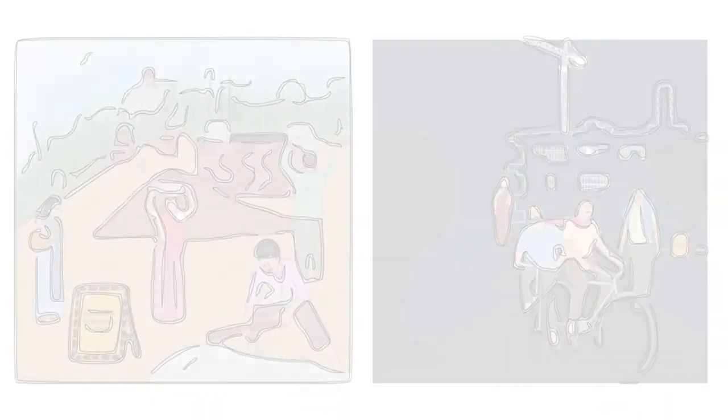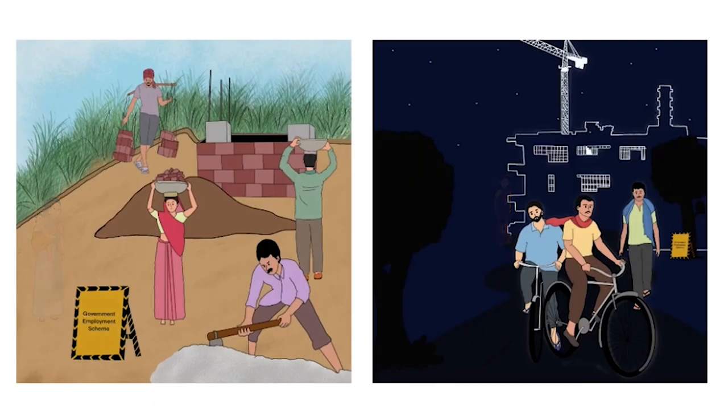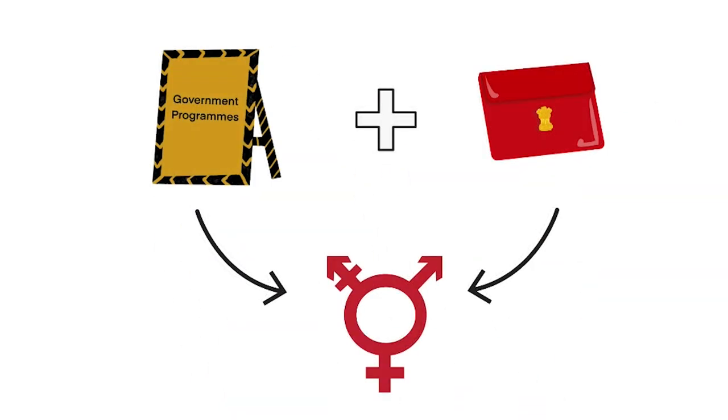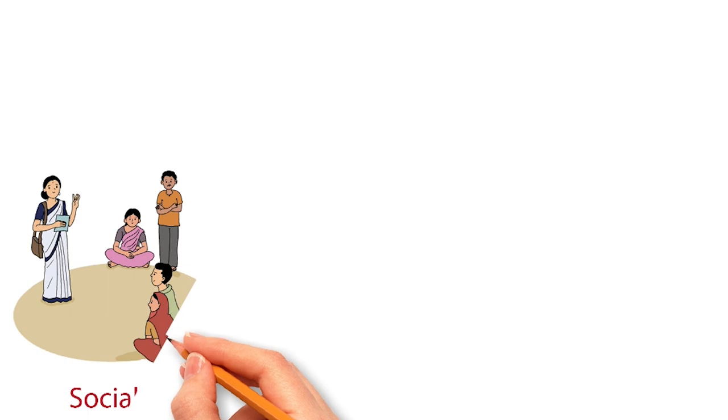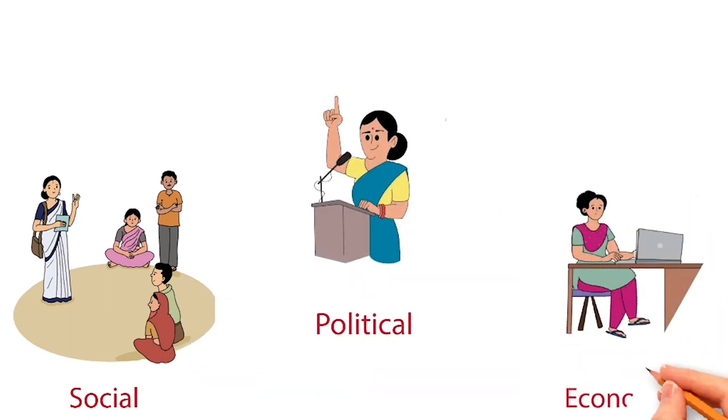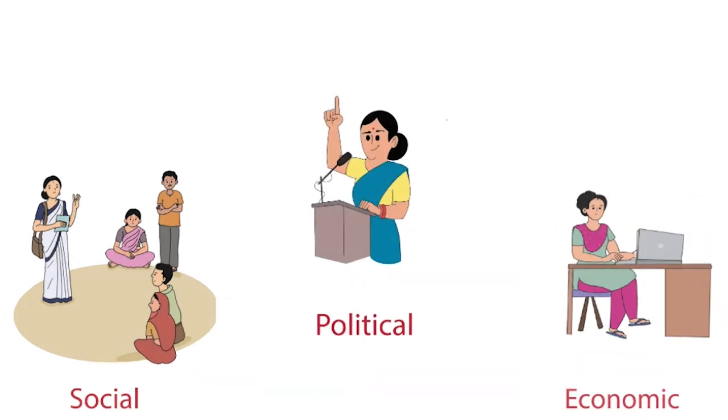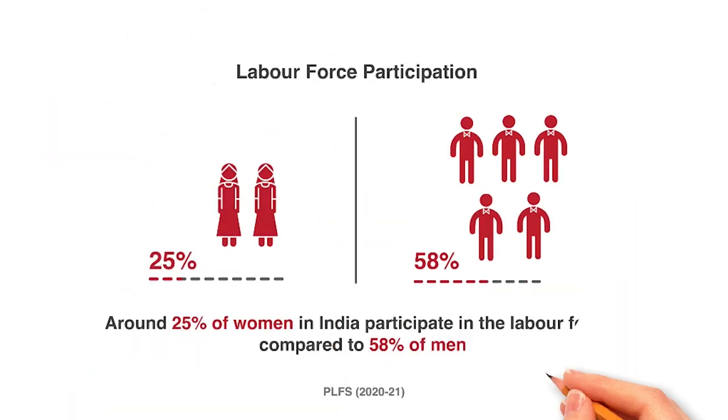What happens? A lot of men apply for the program, but few women do. Government programs and budgets often end up ignoring the differential needs of women and other persons of marginalized gender and sexual identities. Women have experienced a lot of social, political, and economic advances. Yet, many issues remain. Only around 25% of women in India participate in the labor force, compared to 58% of men.